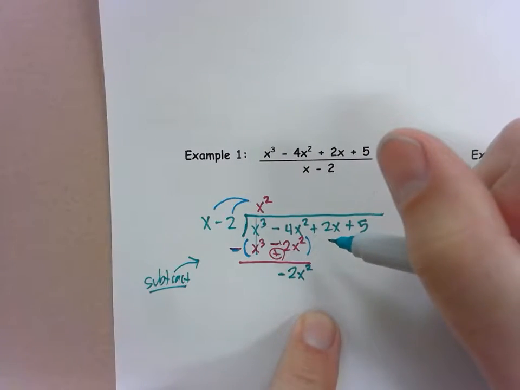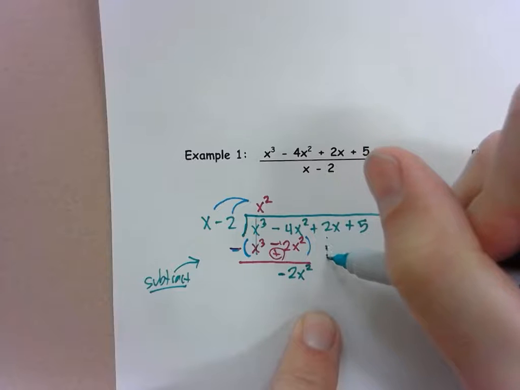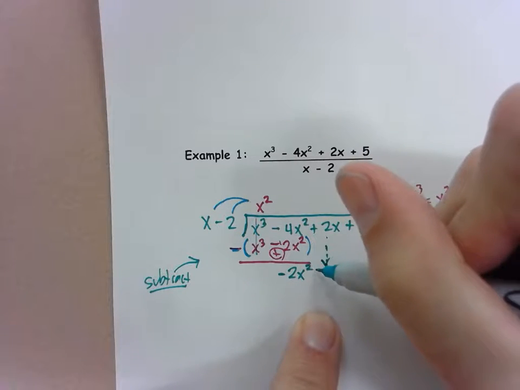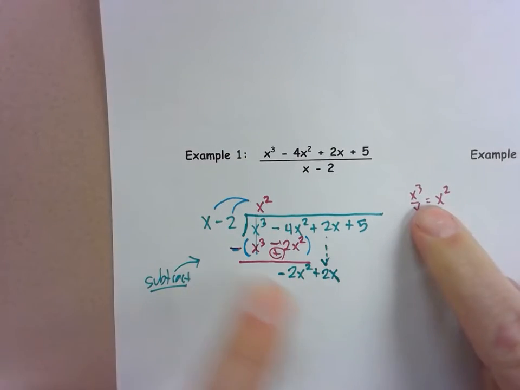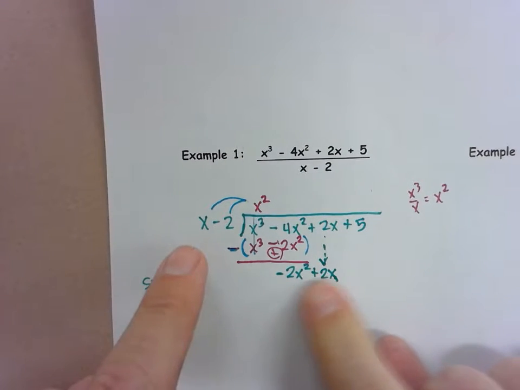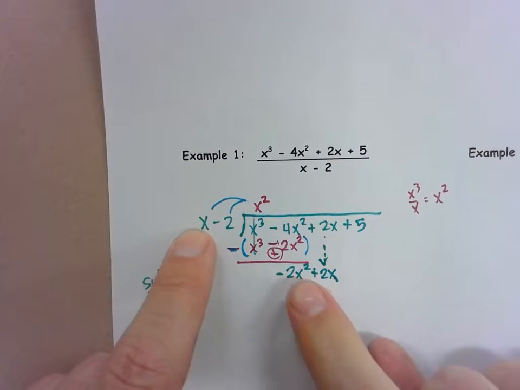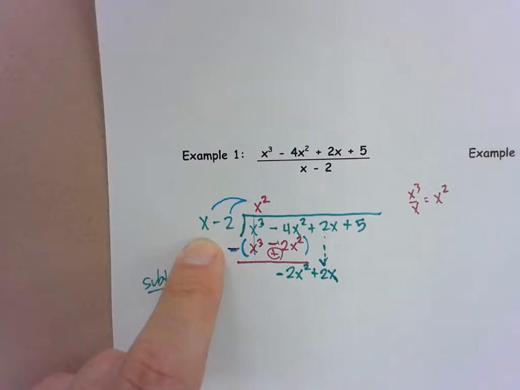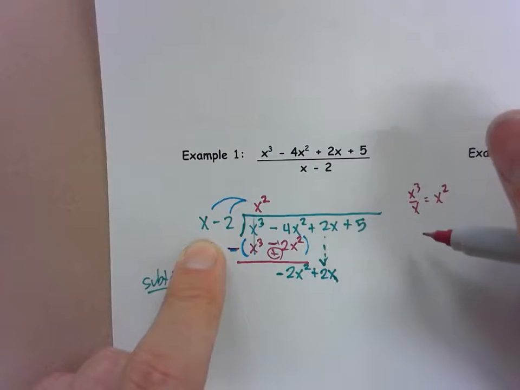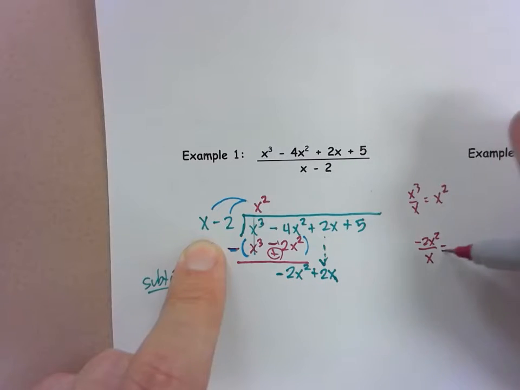Next, we bring down one term at a time. So we're only going to bring down the 2x, so we'll say plus 2x. And we're going to repeat this process for what's left down here below the line. So we look at x and negative 2x squared. And we say, how many times does x go into negative 2x squared? Well, turns out that's going to give you negative 2x.